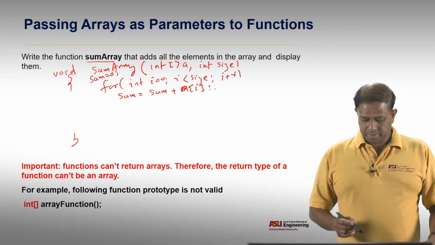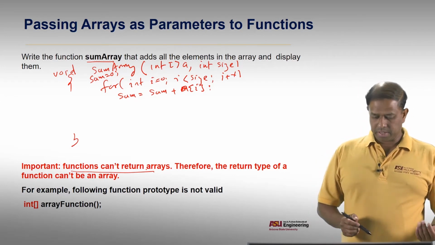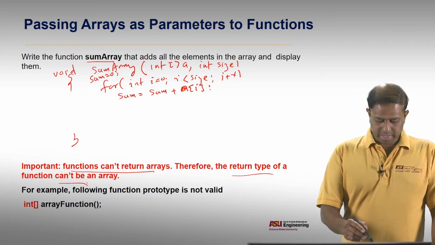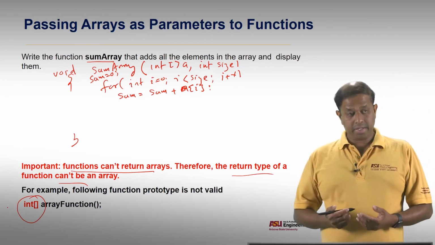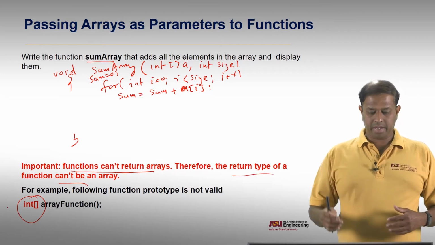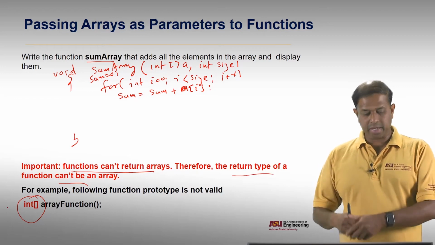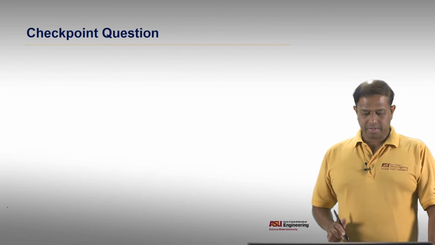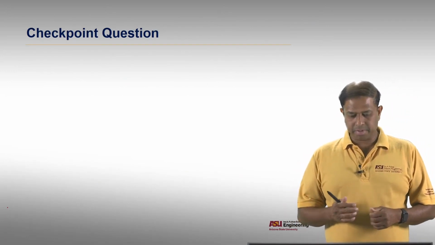Okay, now one thing however, functions cannot return arrays as return types. So the return type of a function cannot be an array. For example, this type of definition is incorrect, right? So if we want to return the array, we essentially need to have it as another parameter into the function, and then we can modify the array inside the function if we want to do it that way. Okay, so that's the only way to do that. Okay, so let's do a checkpointing question and see if we understood this concept pretty well.